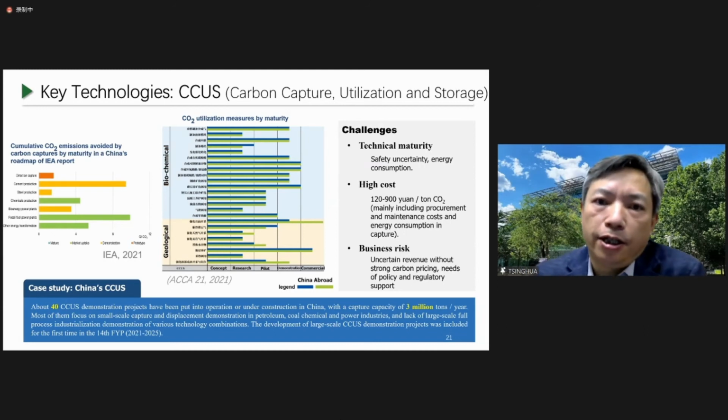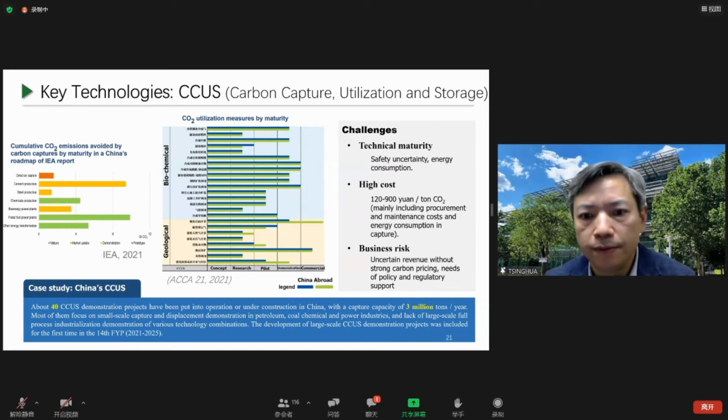Although CCUS is regarded to play a crucial role in carbon neutrality in the future, its authentic contribution to CO2 reduction depends on the rapid deployment and commercialization of capture technologies in each sector, the expansion of CO2 transport and storage networks, as well as the utilization and storage technologies. The maturity of CCUS today varies considerably by technology type and application.